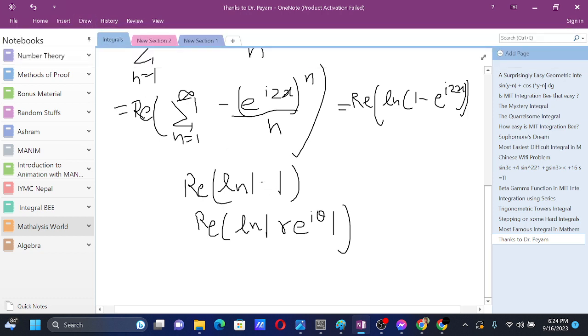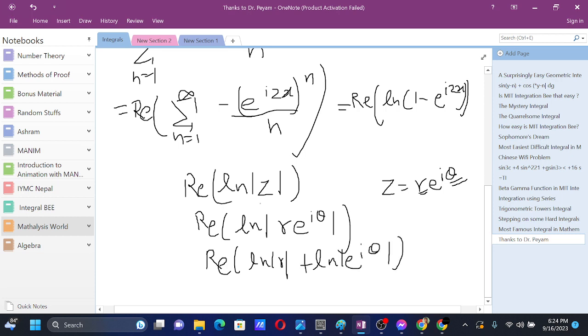So if we had a z over here being a complex number, then z is in the form r e to the power i theta, where theta is its argument, that is the angle made with the real axis, and r is its magnitude or length. So for a complex number z, we can write z like this, and then this will be the real part of ln of r plus ln of e to the power i theta.